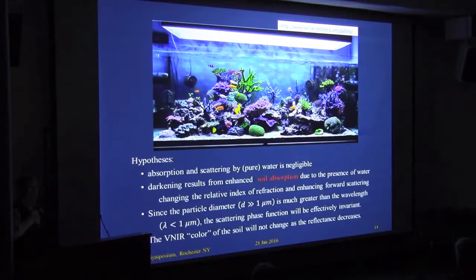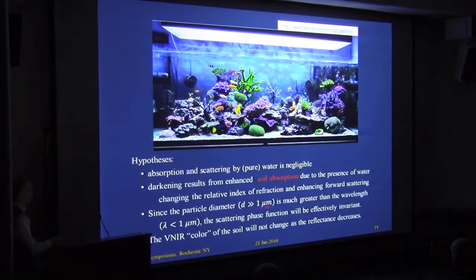It can only change the color of the water by changing the relative index of refraction. So the light comes in, it's more likely to be scattered forward. It's more likely going to change the interaction there. What's happening is that it's enhancing the absorption by the soil. Or that's my hypothesis, at least. So my hypothesis here: absorption and scattering by water, pure water, is negligible at these distances. The darkening results from improved soil absorption because there's more multiple scattering, light's getting deeper into the soil, more opportunity for absorption, more light's absorbed. But it's absorbed by the soil.